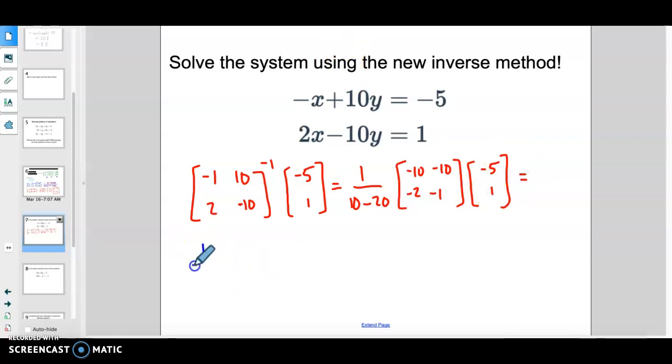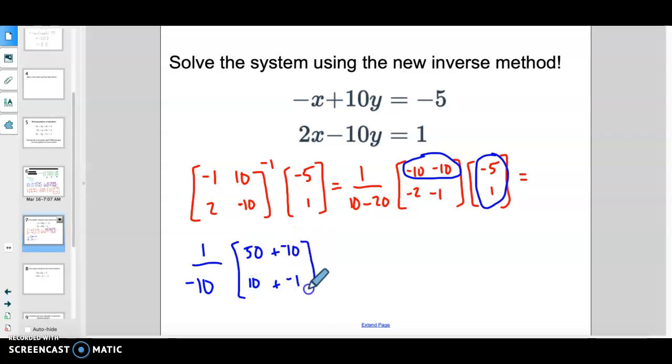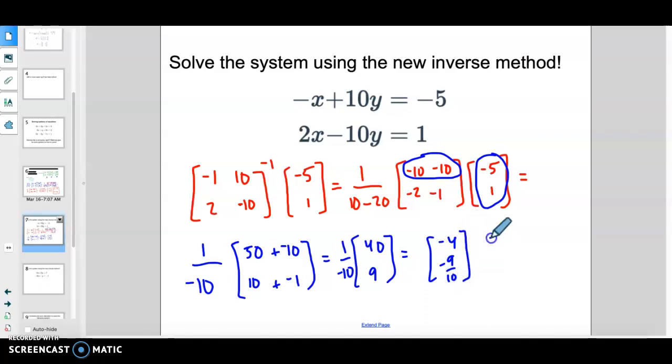So it now looks like 1 over -10. Then we do row times column: 50 plus negative 10, then the row by the next column, 10 plus negative 1. So we're left with 1 over negative 10 times 40 and 9. Now if we multiply this in, we get negative 4 and negative 9 tenths. So x equals negative 4 and y equals negative 9 tenths. That didn't take too long.